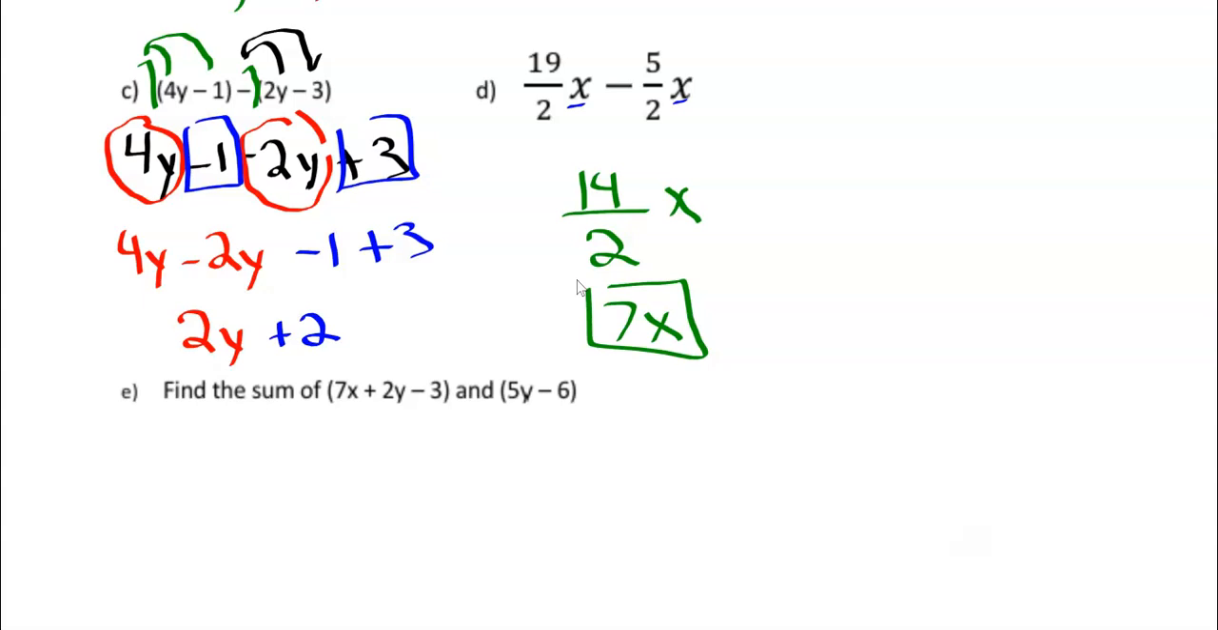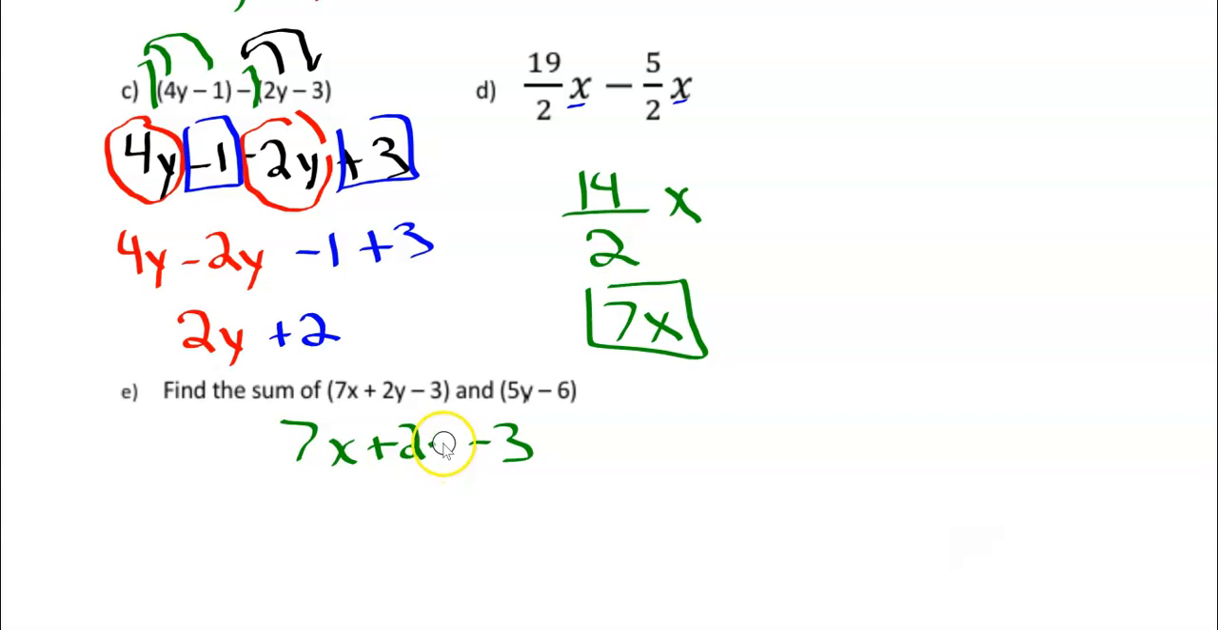On to letter E. We're going to find the sum of both of these values. Again, when I find the sum, I want to try it a little bit different this time. This time I want to stack them up vertically. So I'm going to start by writing my first term, 7x plus 2y minus 3. And underneath, I'm going to stack my second term.